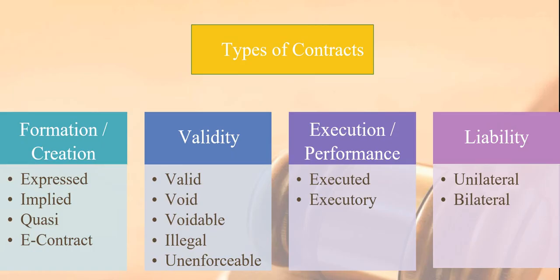There are four types of contract: according to the formation, according to the validity, according to the performance, according to the liability. Under formation, we have expressed contract, implied contract, quasi-contract and e-contract. Under validity, we have valid contract, void contract, voidable contract, illegal contract and unenforceable contract. Under performance, we have executed contract and executory contract. Under liability, we have unilateral contract and bilateral contract.